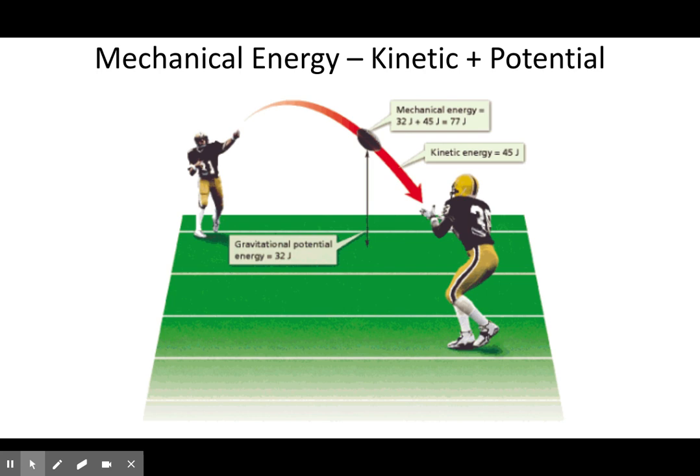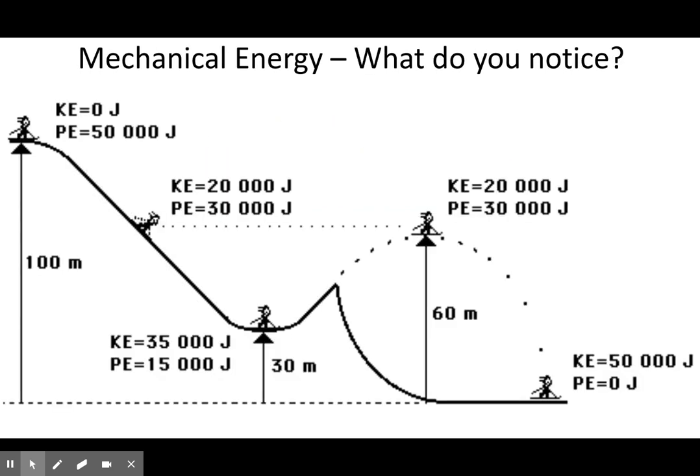Mechanical energy combines those two. So this week, for mechanical energy, we're going to add GPE and kinetic energy. So we take the 32 joules of GPE, the 45 joules of kinetic energy, and we add them together. If you look at this diagram, 32 joules plus 45 joules gives us a total mechanical energy of 77 joules. All right. So we're going to have problems where we have to add GPE and KE.